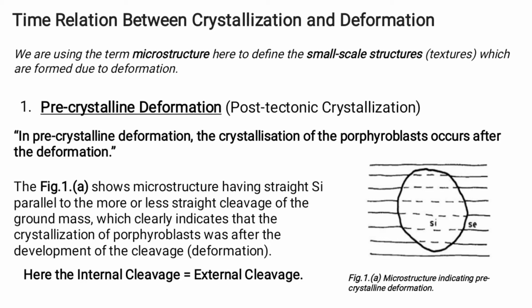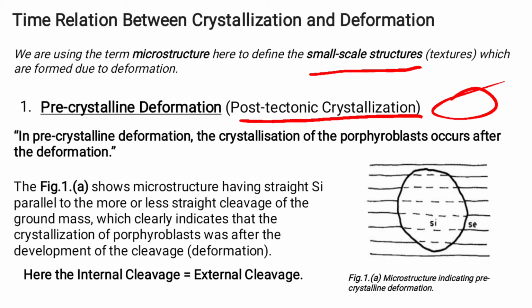So, the time relation between crystallization and deformation. There are three types: pre, para, and post. We use the microstructure in order to discern small scale microstructure textures which are formed during the pre-crystalline deformation, which can also be stated as post-tectonic crystallization, after tectonic crystallization occurs. In pre-crystalline deformation, the crystallization of porphyroblast occurs after the deformation.